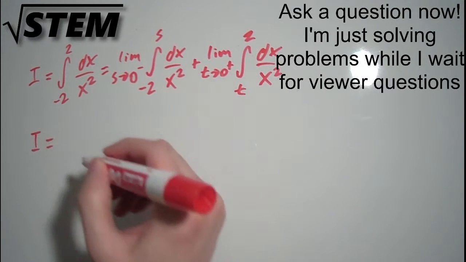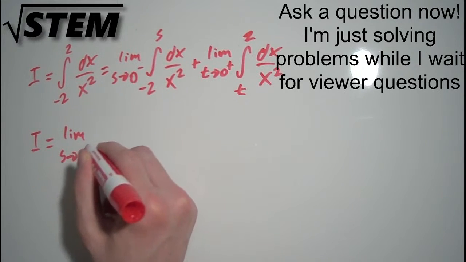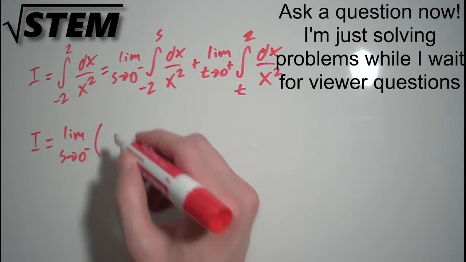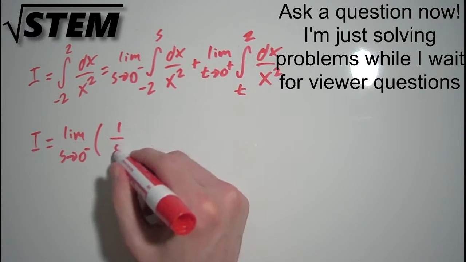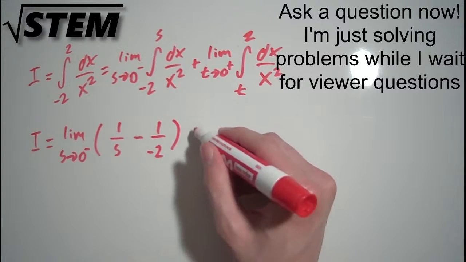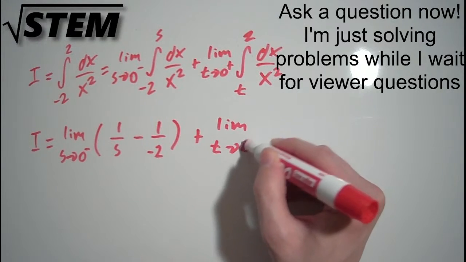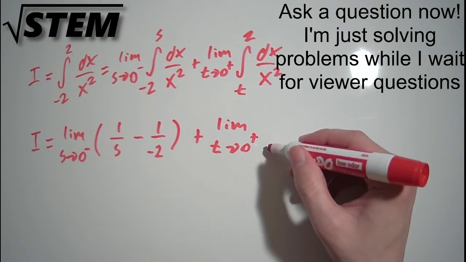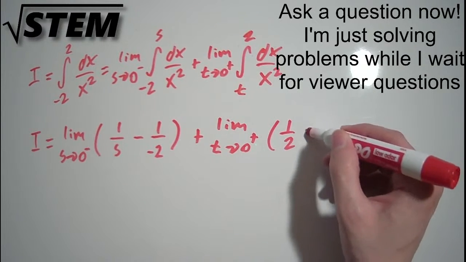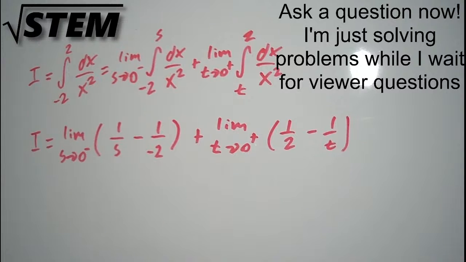So our integral is going to be the limit as s goes to 0 from the negative side of 1 over s minus 1 over -2, plus the limit as t goes to 0 from the positive side of 1 over 2 minus 1 over t. And yeah, it looks like this is going to diverge.